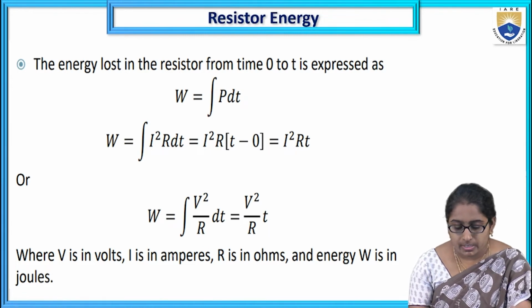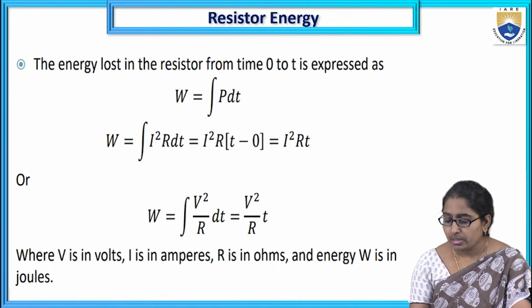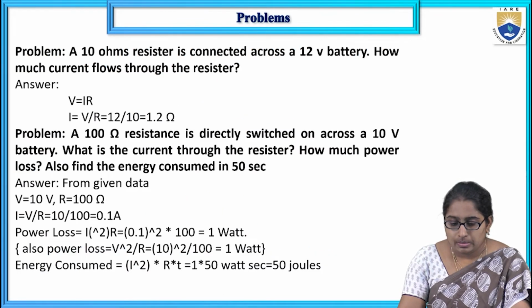Now, V is in volts, I is in amperes, resistance R is in ohms, and energy W is in joules. Energy units are also watt hours, and the other unit is joules.